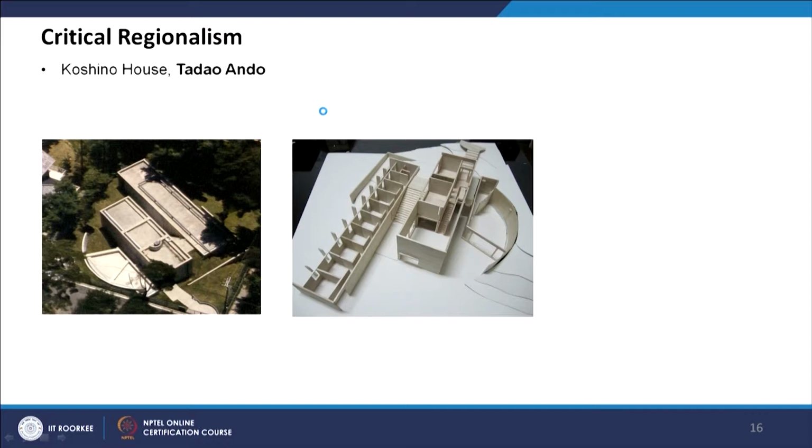This here also, if you look at it, this is a rectilinear building, and this rectilinearity is not coming from internationalism. This rectilinearity is coming from the Buddhist philosophy of minimalism, which is a local concept, and that's how he becomes a critical regionalist architect.